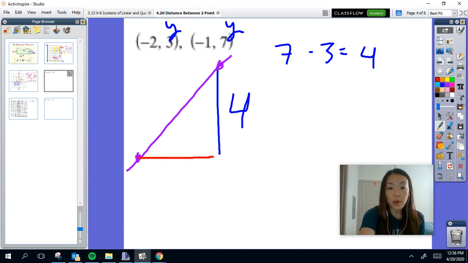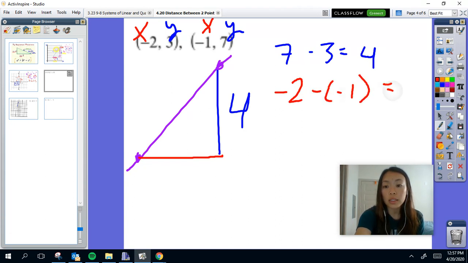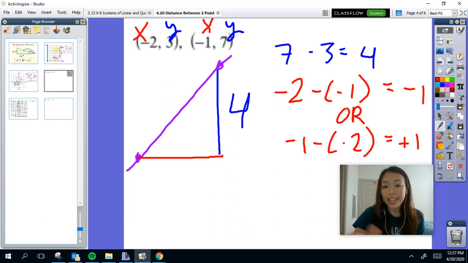If I'm trying to find my horizontal distance, that's going to be the difference in x. So what is the difference between -2 and -1? How many numbers are in between -2 and -1? I could do -2 minus -1, and that equals -1. Or I could do -1 minus -2, and that equals +1. In this case, negatives don't matter. The distance between -2 and -1 is just going to be a value of 1.